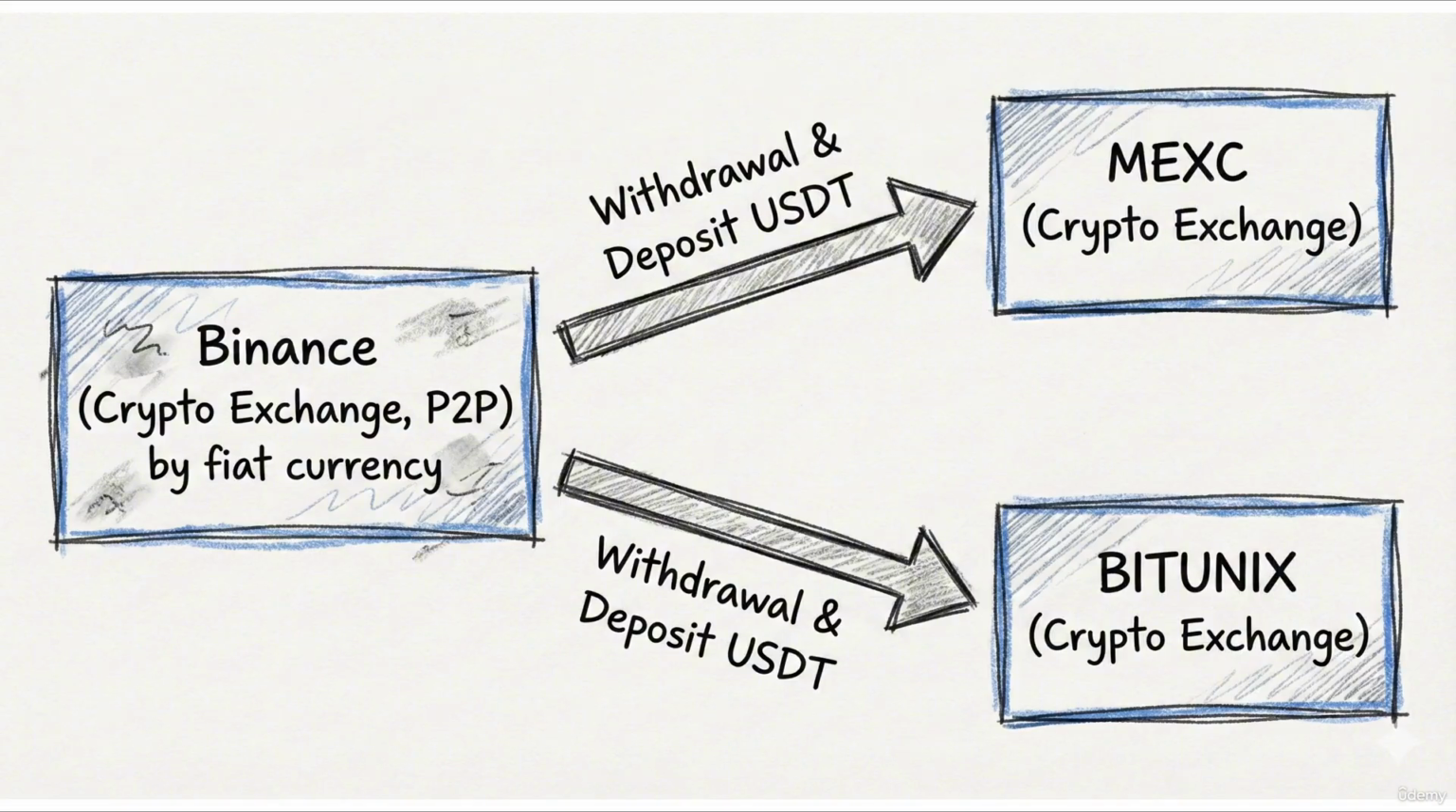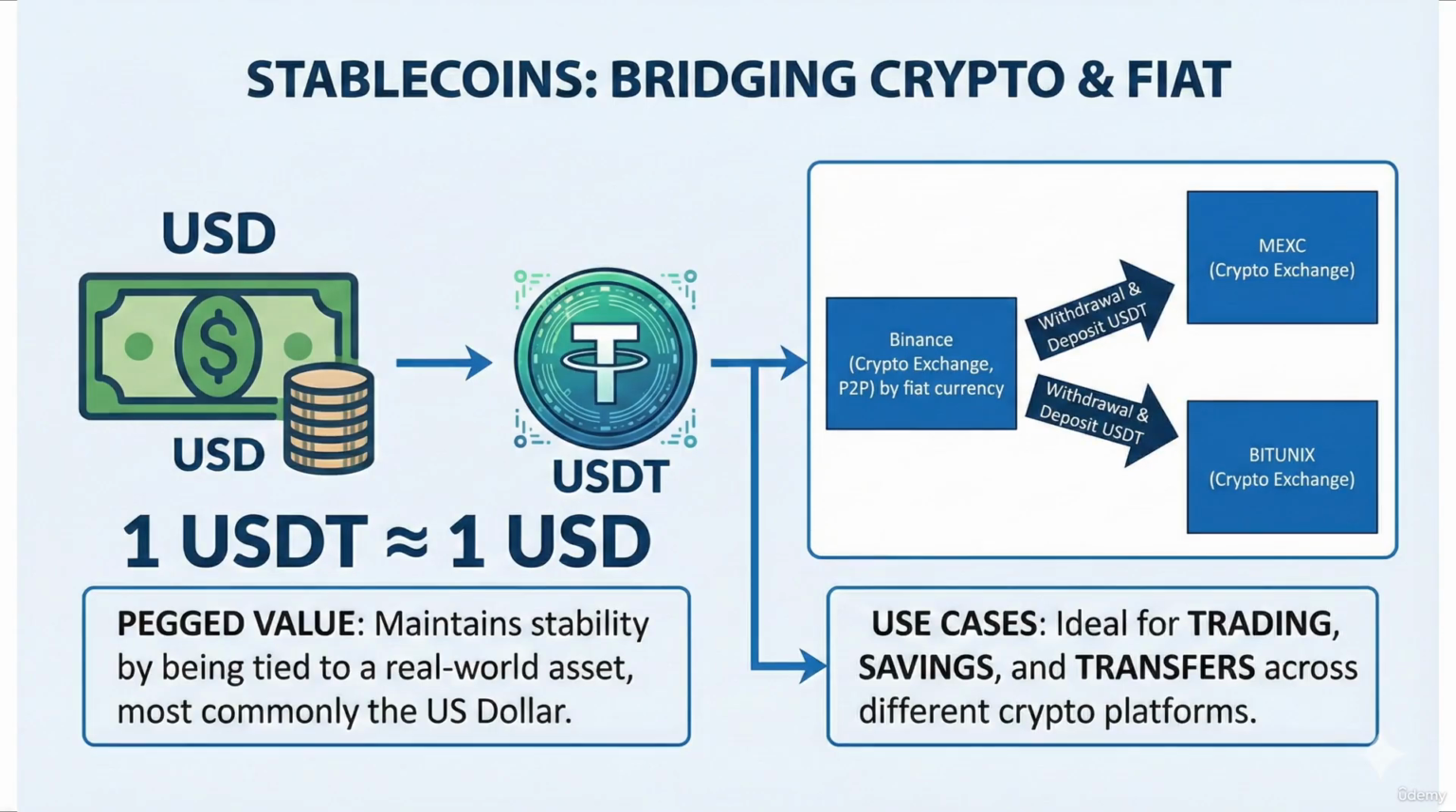All right, let's take a moment to understand what stablecoins are, because they play a key role in almost every part of crypto trading. So, what exactly is a stablecoin? A stablecoin is a type of cryptocurrency that's designed to keep its value stable. It's usually pegged to a real-world asset, such as the US dollar. For example, 1 USDT is meant to equal 1 US dollar.